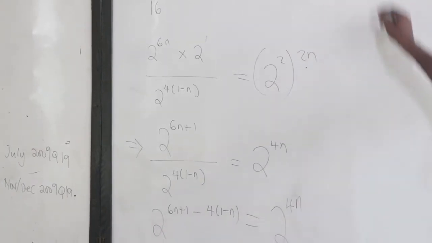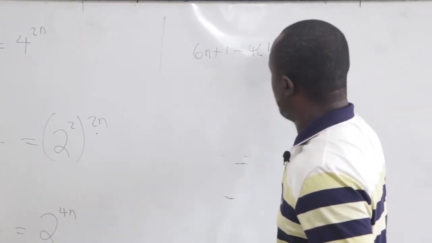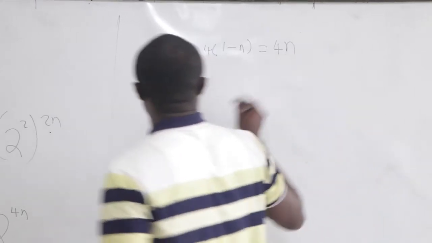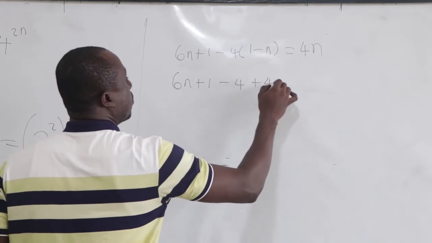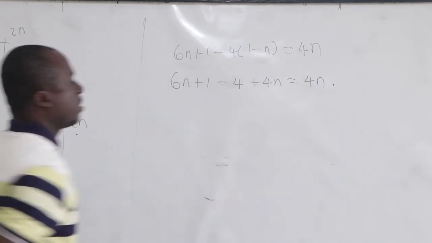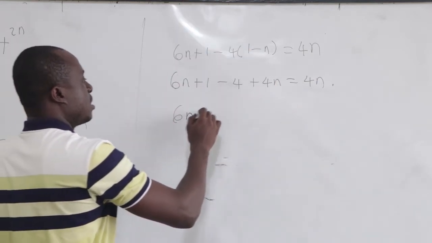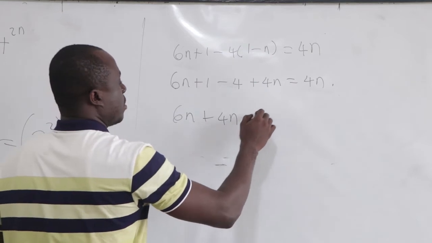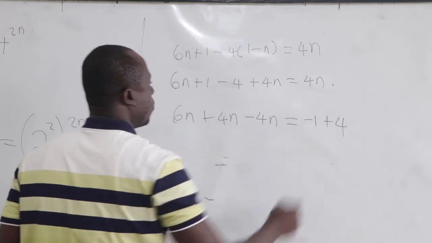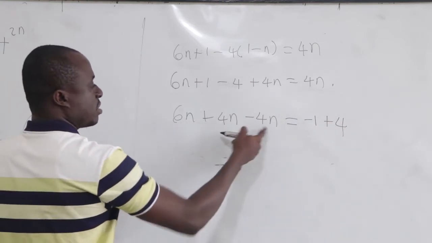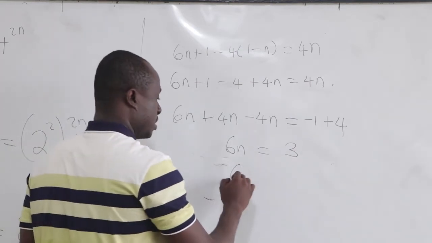We equate the exponent. So clearly we have 6n plus 1 minus 4 times 1 minus n equal to 4n. We have 6n plus 1 minus 4 plus 4n equal to 4n. We want to find n. Let's bring all the n's here. Let's take this to that side. So we have 6n plus 4n minus 4n equal to negative 1 plus 4. Now, this will cancel this. We have 6n equal to 3. We want to find n. We divide both sides by 6.